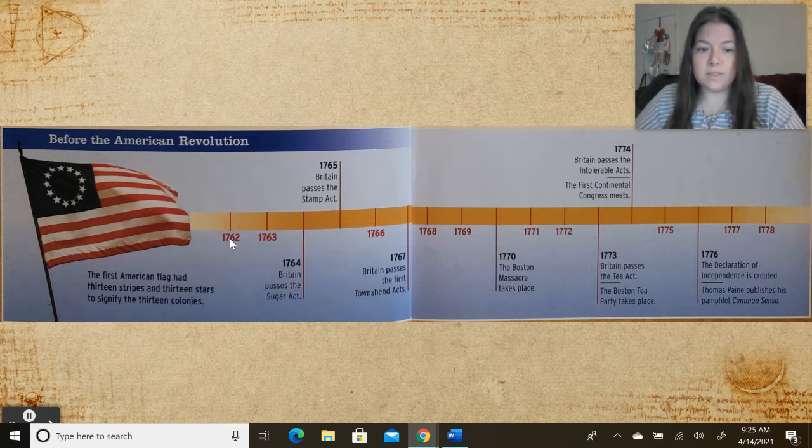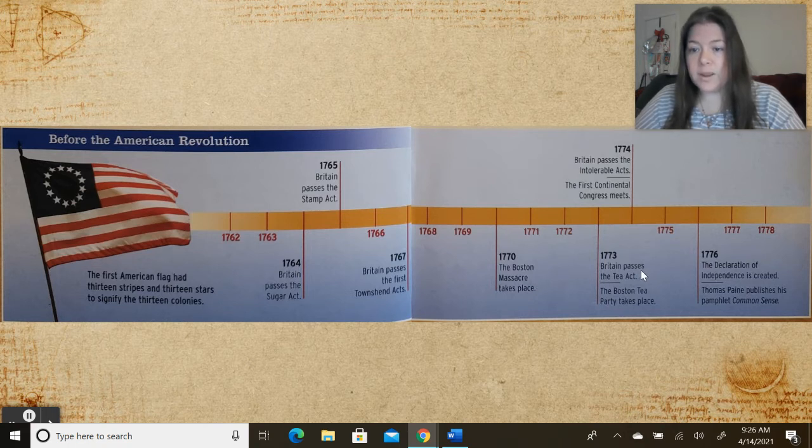It starts at 1762 to then 1763. In 1764, we have our first event, which is where Britain passes the Sugar Act. In 1765, Britain passes the Stamp Act. Moving on down to 1767, Britain passes the first Townshend Acts. Then in 1770, the Boston Massacre takes place, which we learned about when we read American Revolution Part 1.